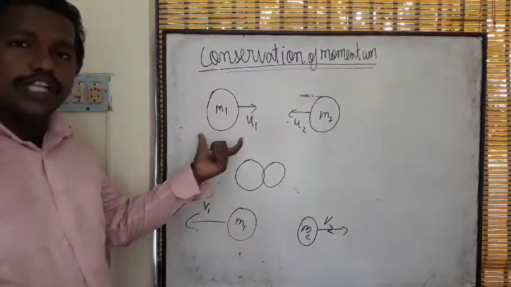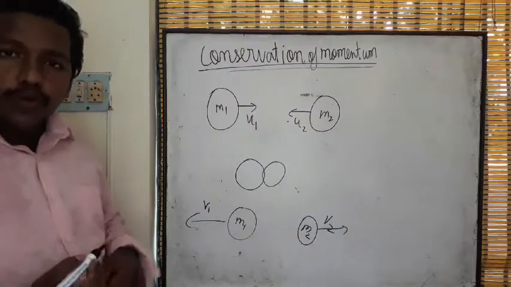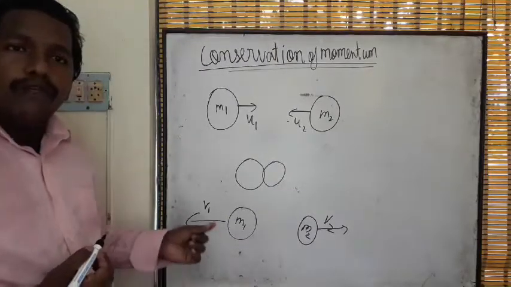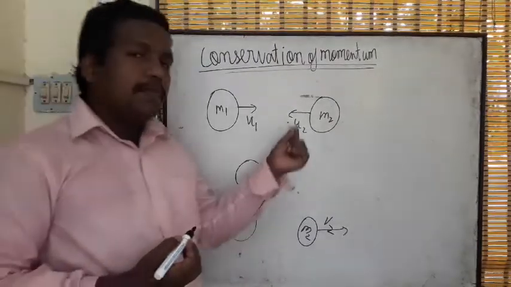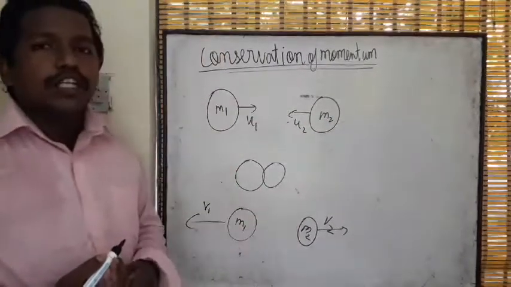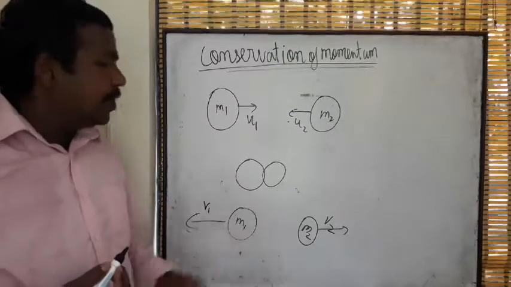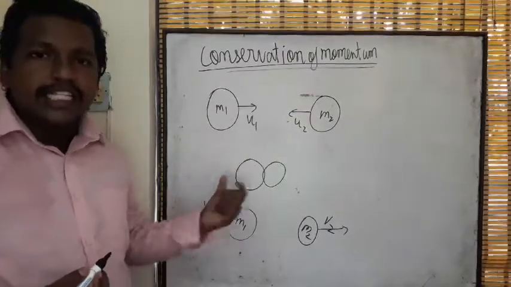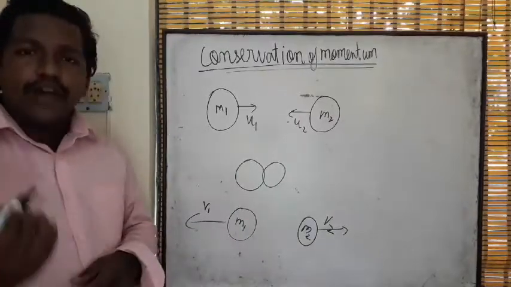Before collision the momentum is m1 u1 for object 1. After collision the momentum will be m1 v1. In the same way, before collision the momentum of object 2 will be m2 u2, and after collision it will be m2 v2. So before collision is the initial velocity, and after collision it is the final velocity.